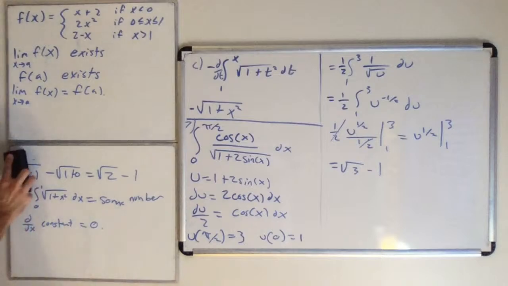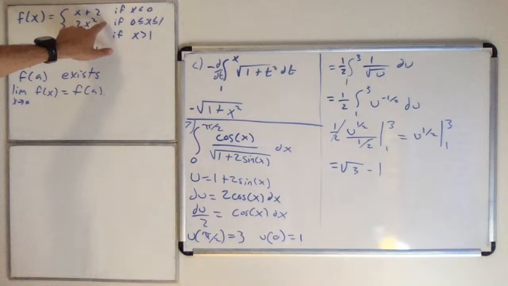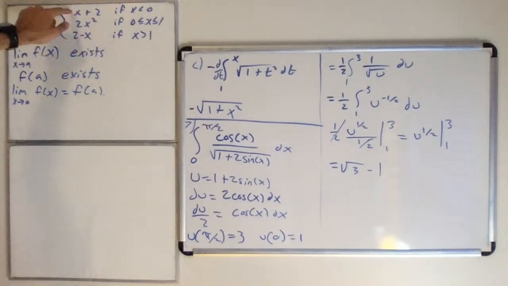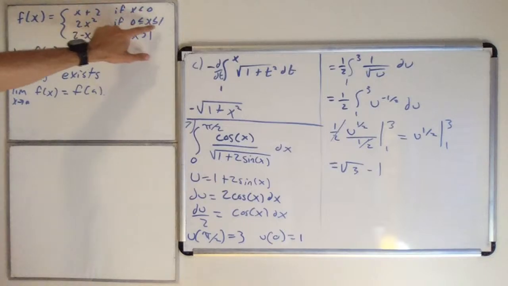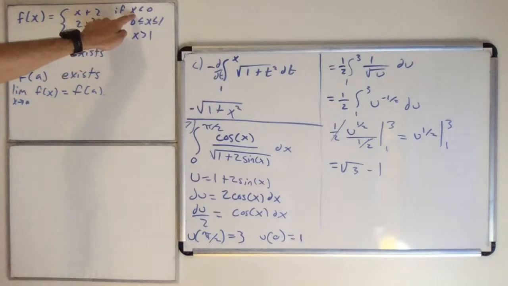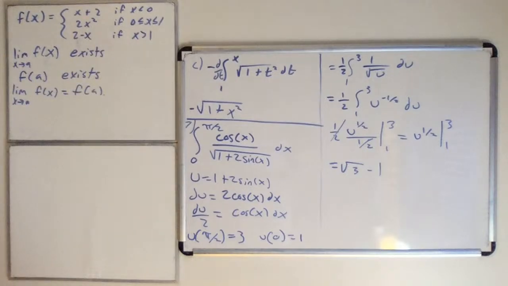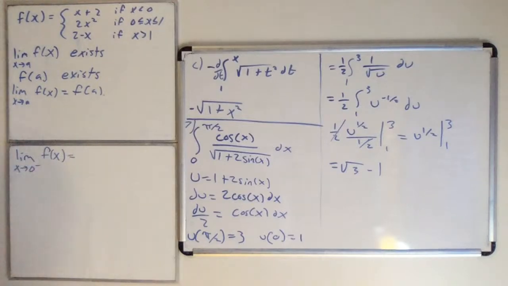Okay, so let's just do that, and we only have to do it at 0 and at 1, since these are all continuous functions, right? Polynomials are continuous functions. We only have to check when the rules switch. When we're evaluating the limit as x goes to 0, we have to do a limit from the left and a limit from the right. So how do we evaluate the limit as x goes to 0 from the left of our function? What is this value?